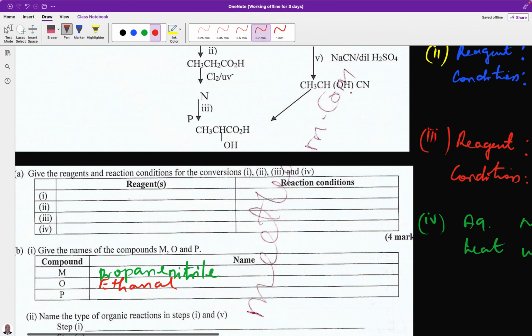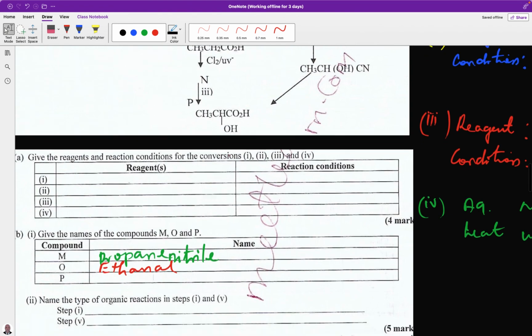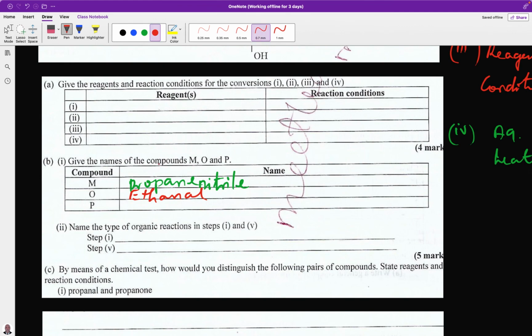Now, 2-hydroxypropane nitrile undergoes what we call acid hydrolysis, because a nitrile is hydrolyzed to give the corresponding acid. It's the same thing that happened here. So it is hydrolyzed to acid using dilute acid, in that case dilute hydrochloric acid. So the product is 2-hydroxypropanoic acid.